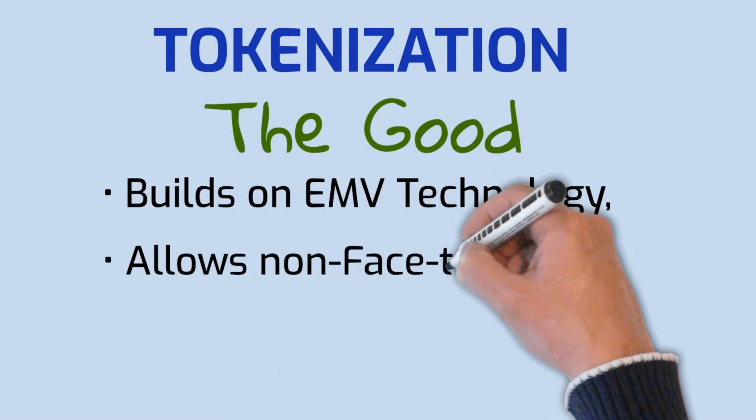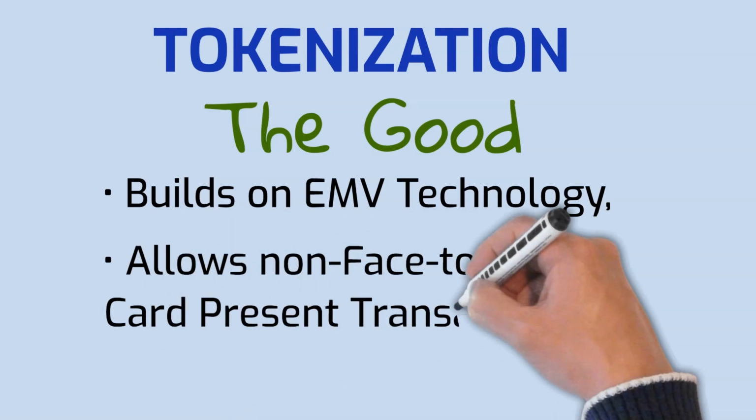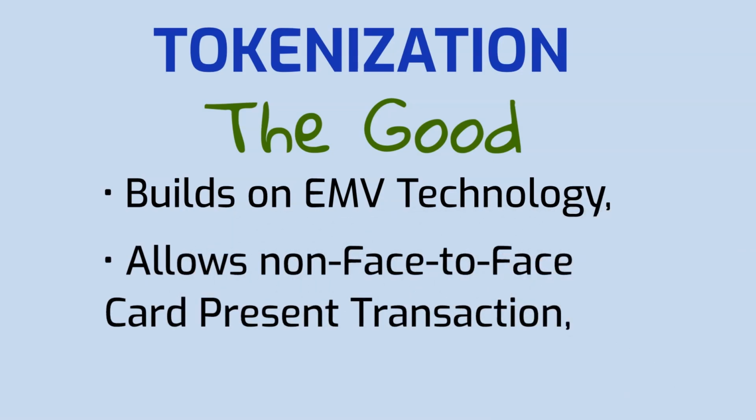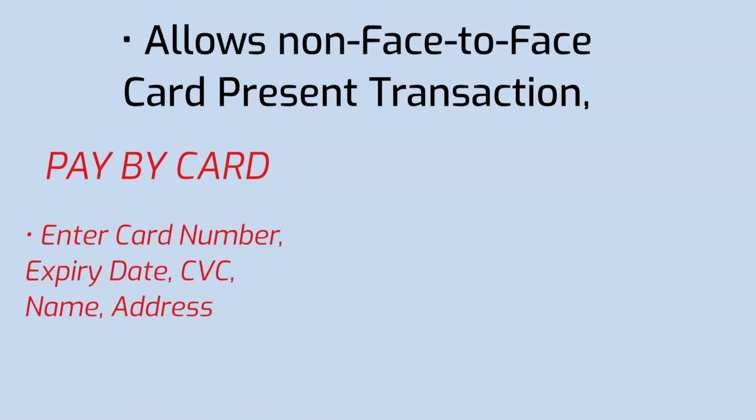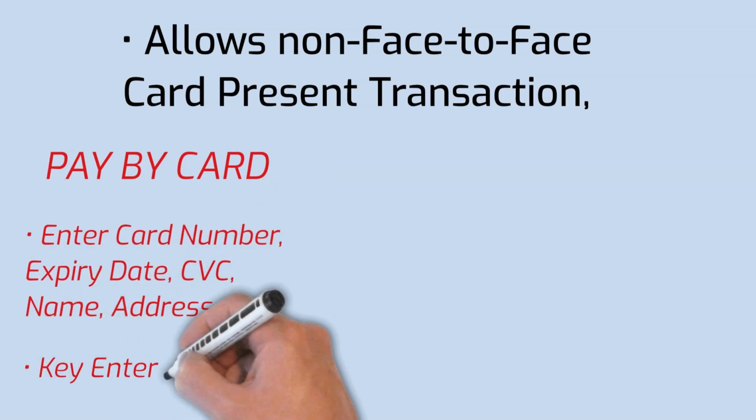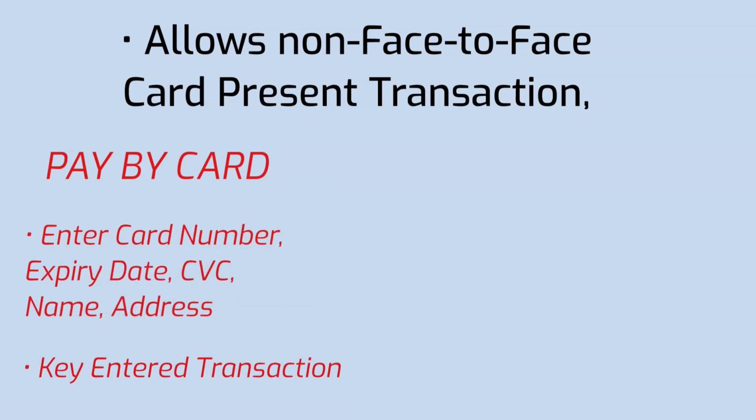Tokenization allows non-face-to-face card-present transactions. That sentence is a mouthful. Let me give an example. I log into the Burger King app on my phone and order a meal. When I reach the checkout page, it offers me 2 payment options. Pay by card. With this option, I enter my card number, expiry date, CVC number, name, and address. This is sent as a key-entered transaction to my card issuer.